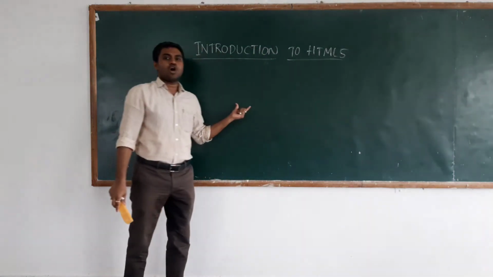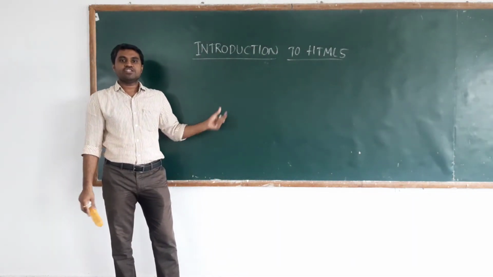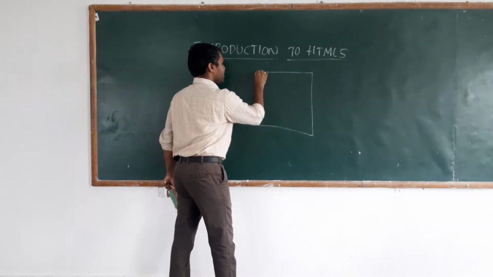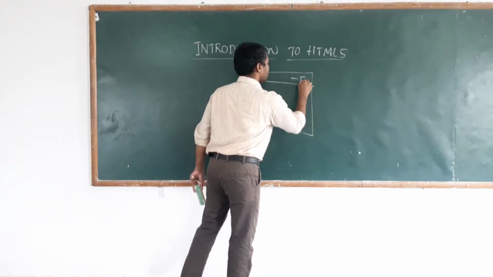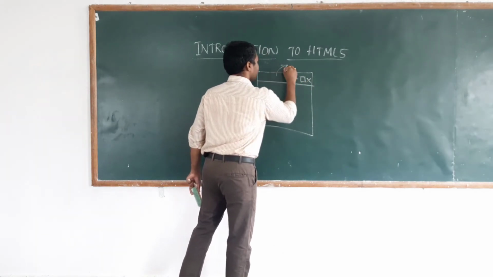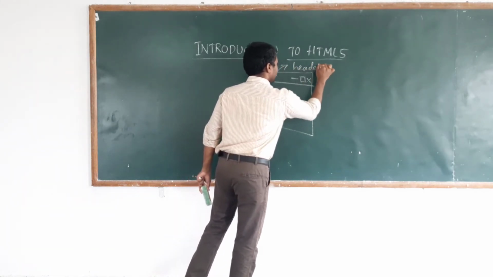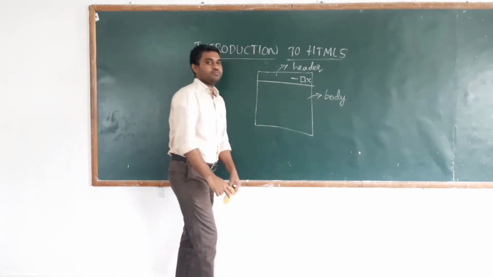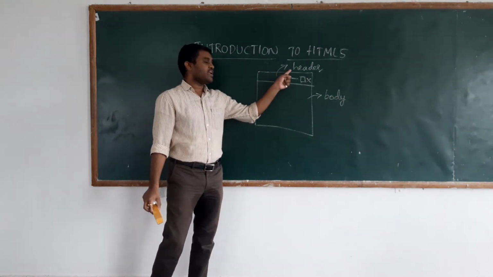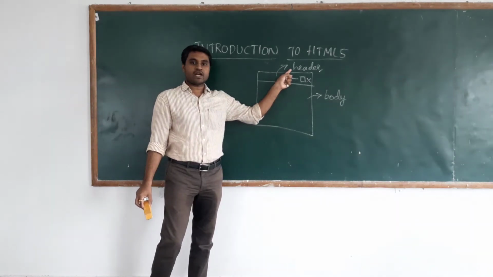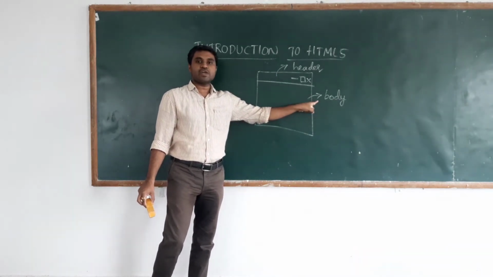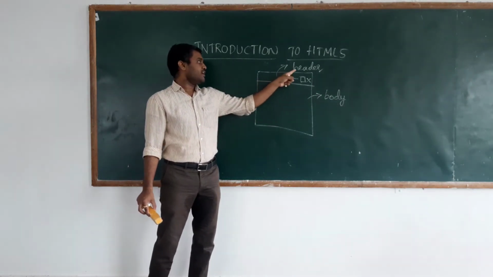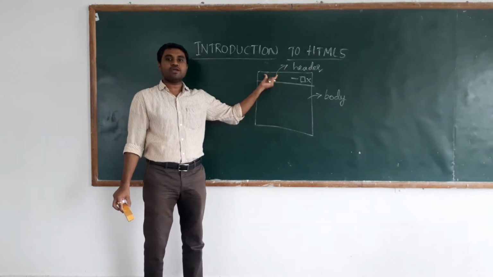Now the output of HTML is divided into two parts. The output of HTML is displayed in a small window, and that window is divided into two parts. The first one is the header region, the next one is the body region. The header region is mainly used to define metadata. The body section is mainly used to display the content on the web page.